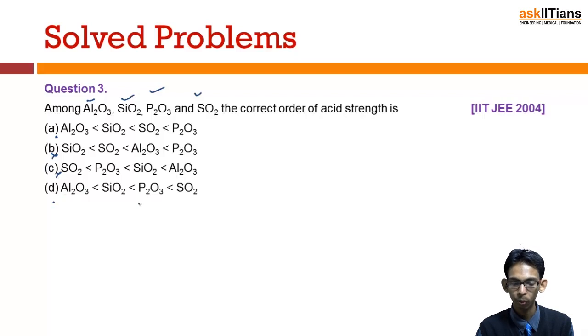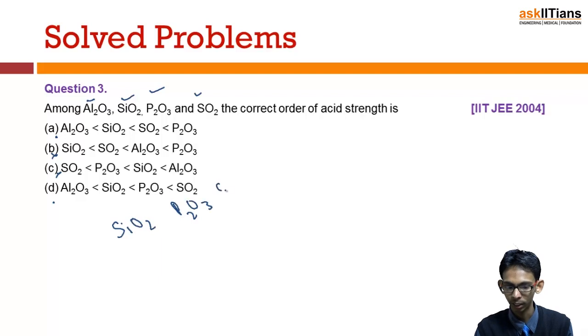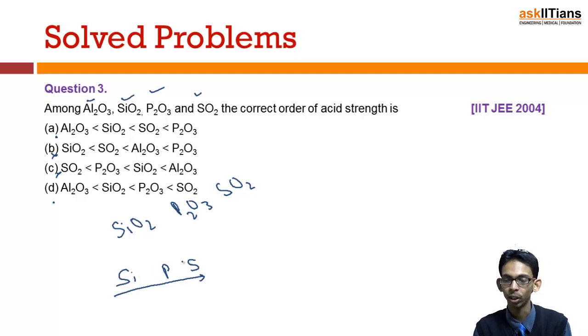Now we have to decide the order of acidity among these three oxides of sulfur, phosphorus and silicon, and for that we need to know how these three elements, silicon, phosphorus and sulfur, are arranged in the periodic table. These three are members of the same period and they are arranged in this order. We know along the period non-metallic character increases. That means the non-metallic character of sulfur is highest, followed by that of phosphorus, followed by silicon.